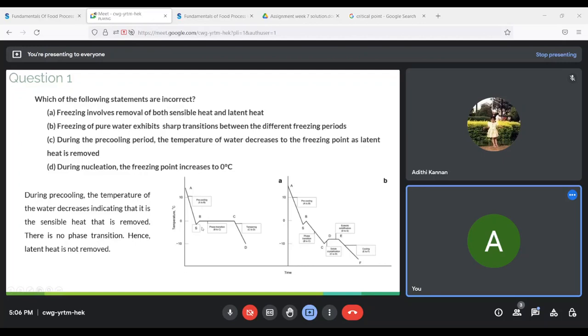This is because your latent heat of fusion is now being released because you have a phase transition. And because of the release of latent heat, you will actually see an increase in the freezing point to 0 degrees Celsius. So D option is also correct. So the answer to this question is option C. Option C is incorrect because sensible heat is removed and not latent heat.